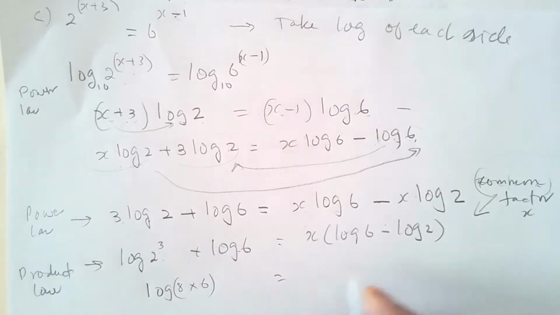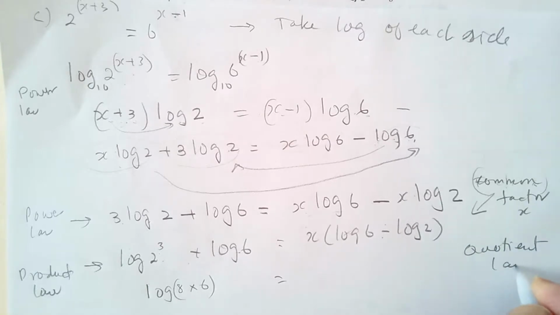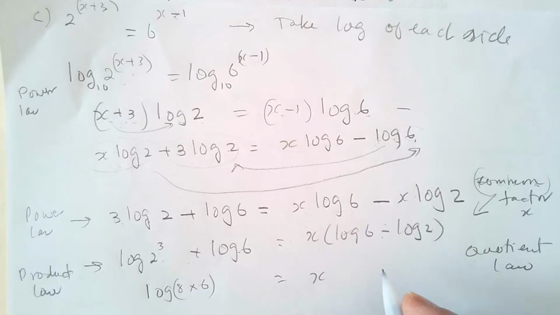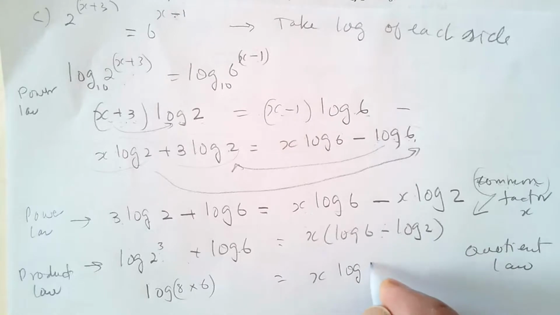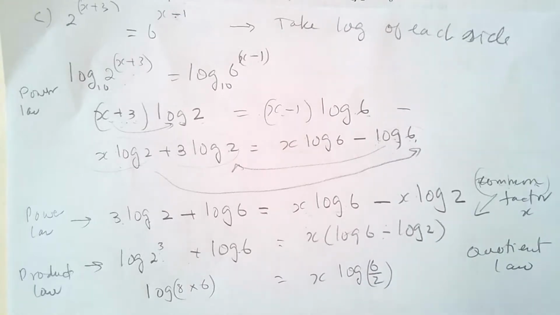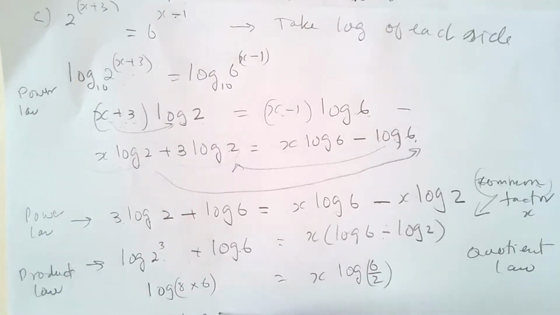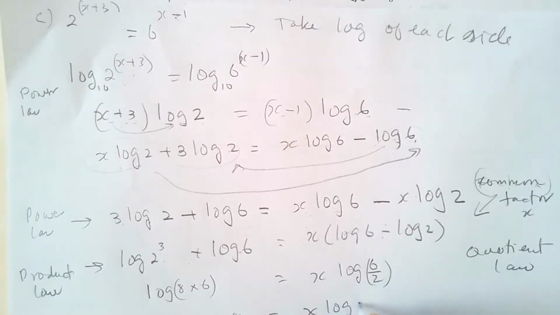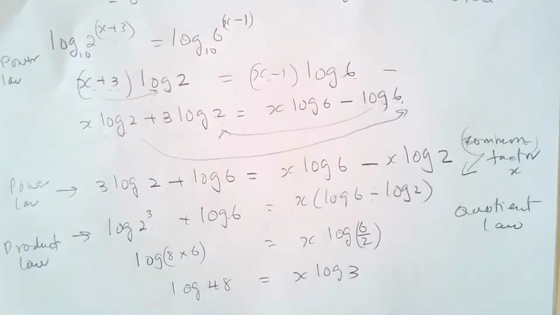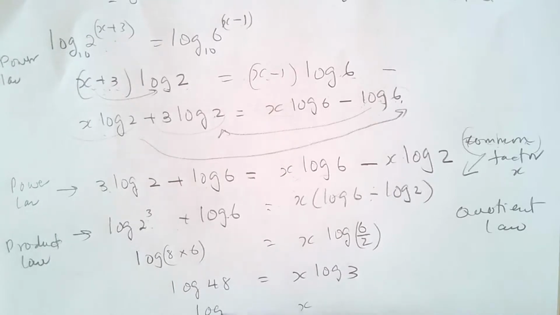Here I'll apply the quotient law. So x log of 6 divided by 2. So we have log 48 is equal to x log 3. Simplify that. So divide both sides by log 3. We have x equals log 48 divided by log 3.